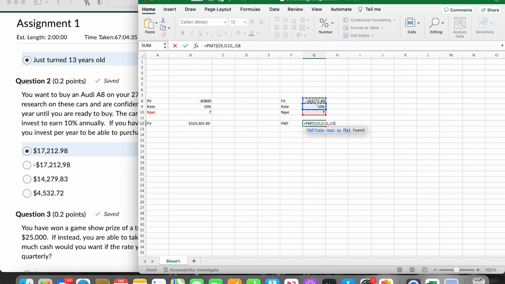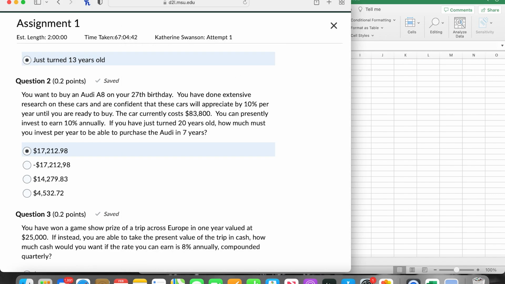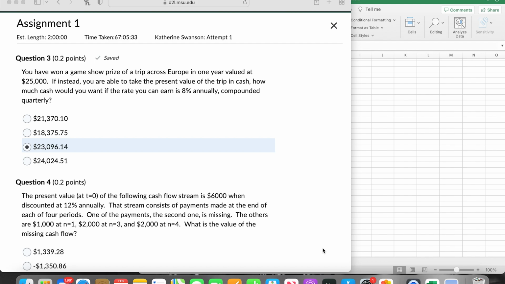Skip PV, FV. So we're looking at paying $17,212.98 per year.